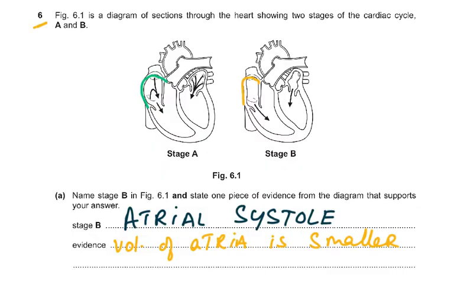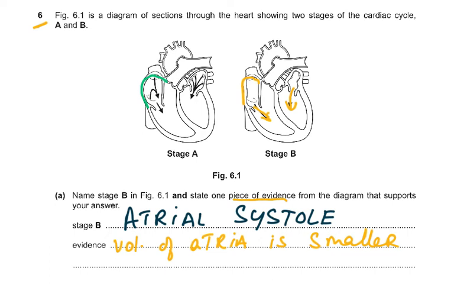Now the last question, question 6. Figure 6.1 is a diagram of sections through the heart showing 2 stages of the cardiac cycle, A and B, stage A and stage B. Name stage B in figure 6.1. State one piece of evidence from the diagram that supports your answer. So of course it's atrial contraction. Why? Because you see the atrioventricular valves are open, and the blood is flowing from the atria to the ventricles.